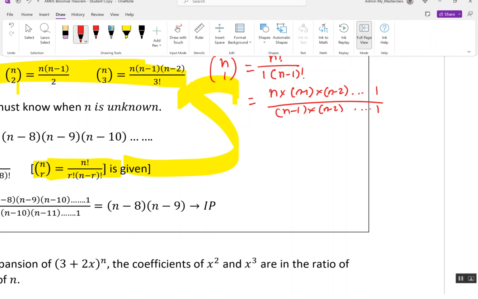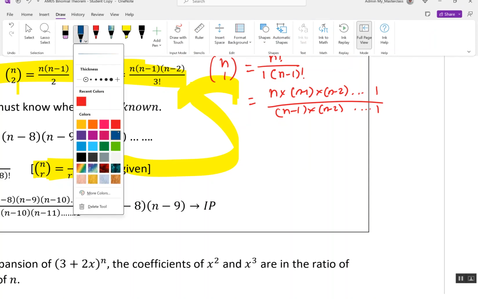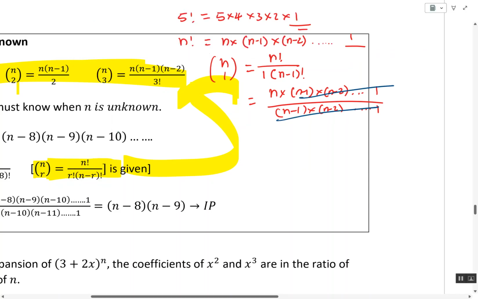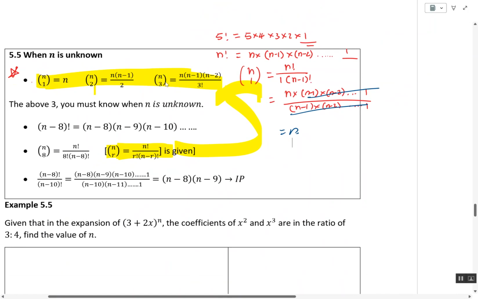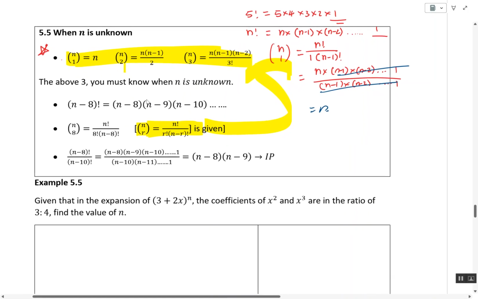So you realize throughout the top and the bottom, all your terms can cancel out. Because it's times, that's why I'm only left with n. And then you do the same thing to obtain n choose 2 and n choose 3. So this is the concept behind it. But if you can memorize these forms, it will be better. Of course, if you cannot remember in the exam, just work it out. It's not hard. So the above three you must know: n choose 1, n choose 2, n choose 3.